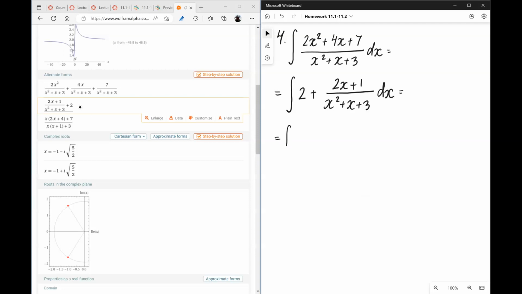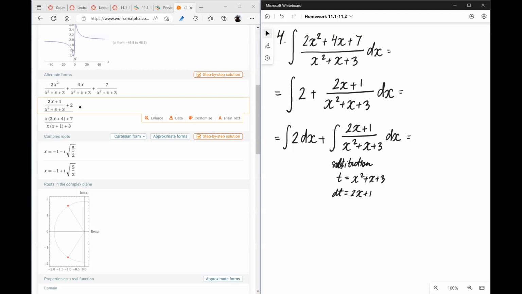first splitting the integral into 2, and second we're going to do the same substitution as we did before. T will be equal to x squared plus x plus 3, and dt will be 2x plus 1 dx.